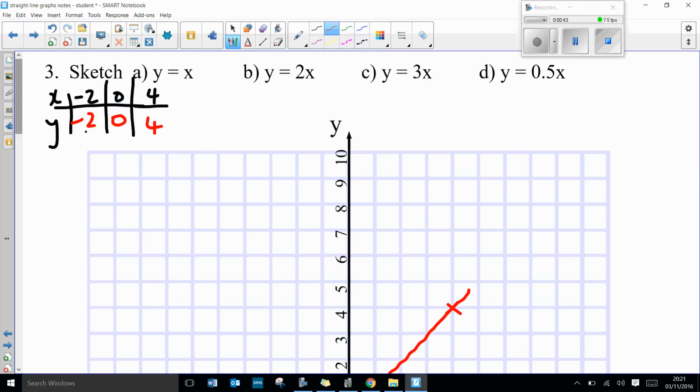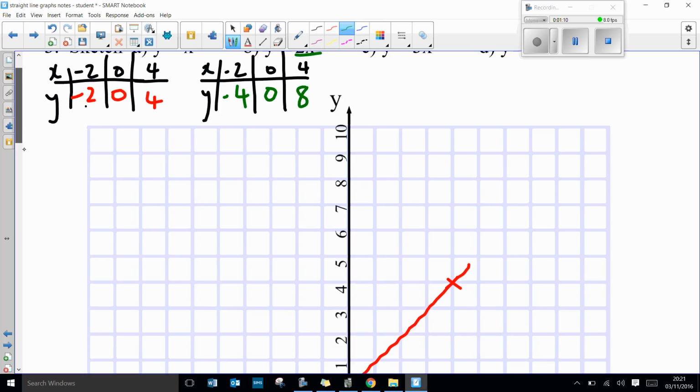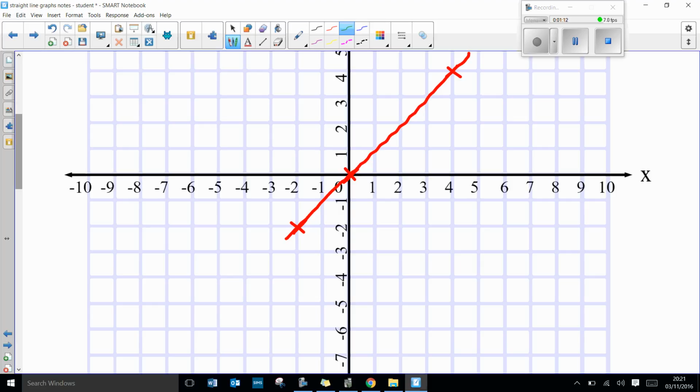This time, y equals 2 lots of x. So if we have our same values, -2, 0, 4. If it's 2 lots of x, we're just multiplying these numbers by 2. So -2 times 2 is -4. 0 times 2 is still 0. And 4 times 2 is 8. So we're plotting the points -2, -4, 0, 0, and 4, 8.